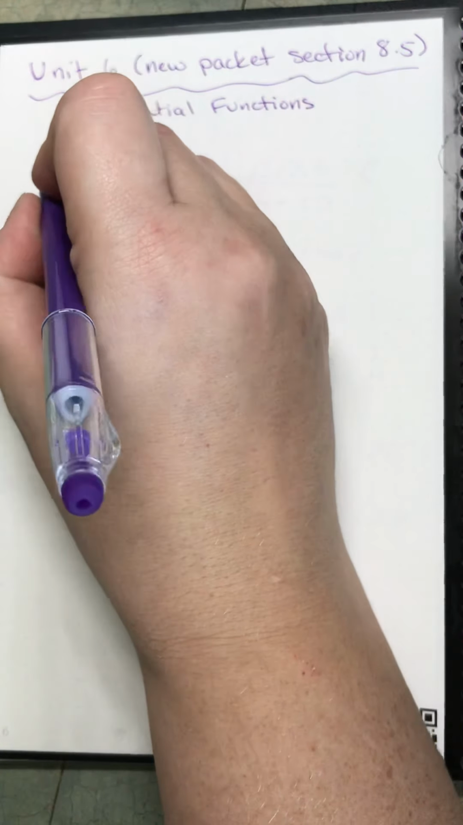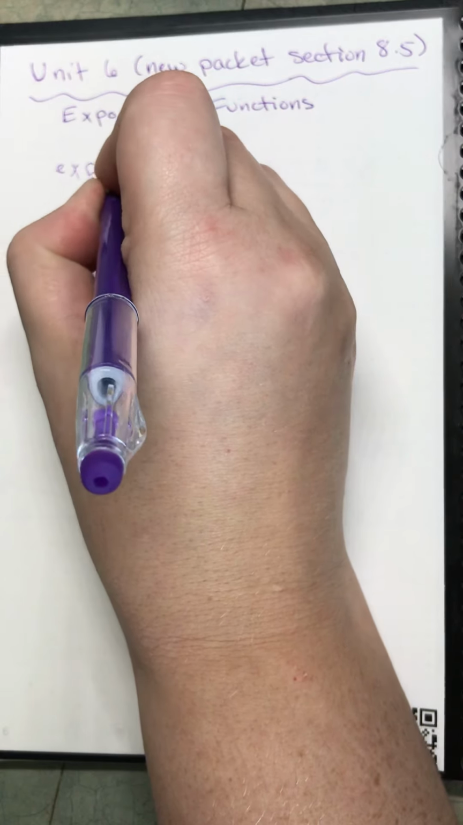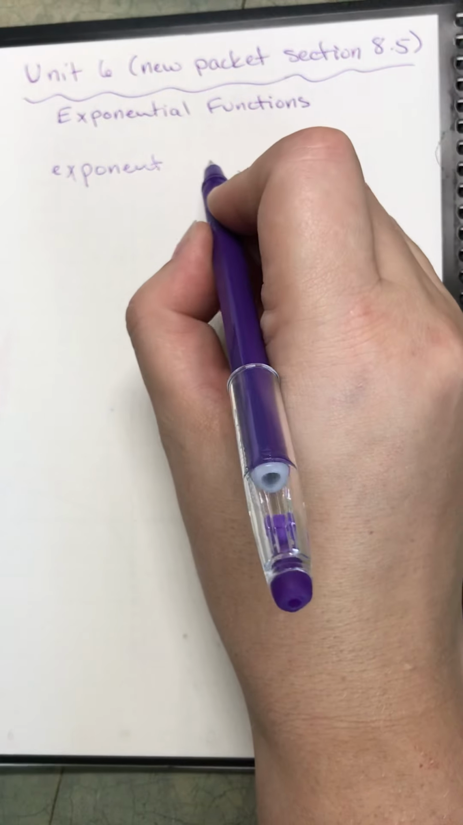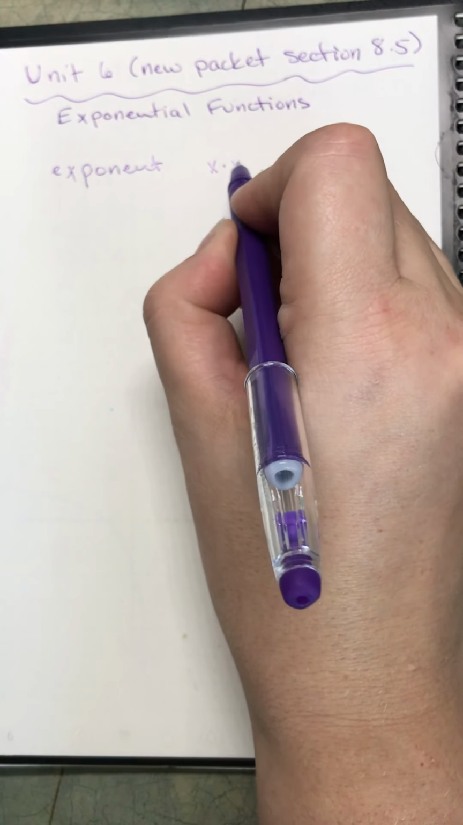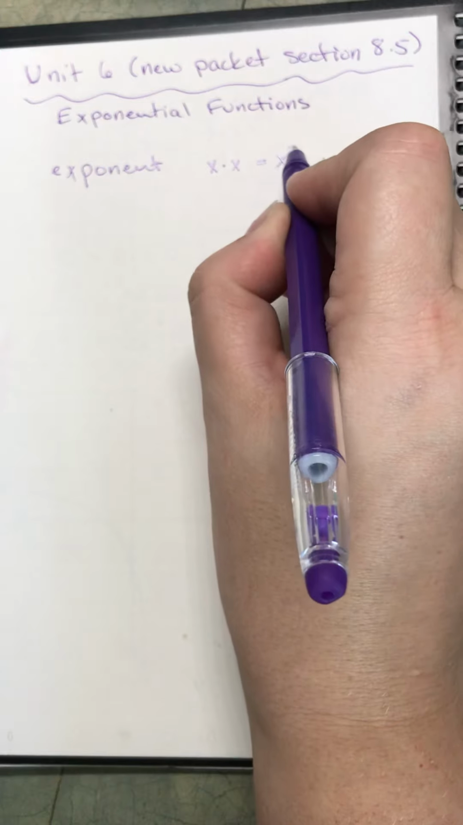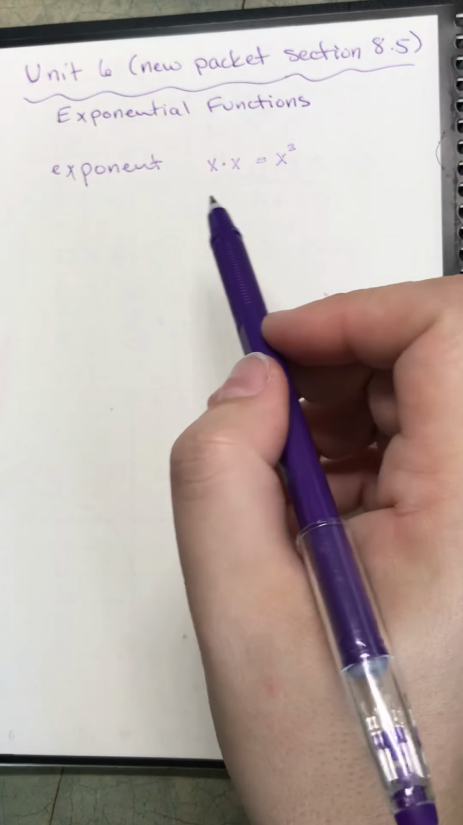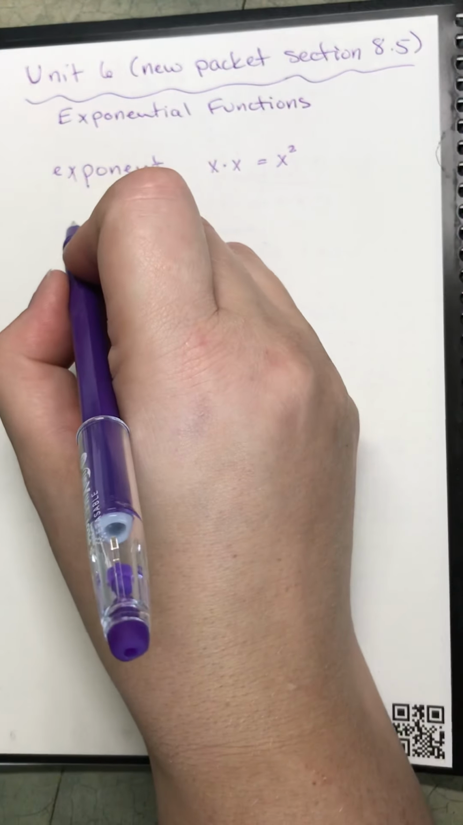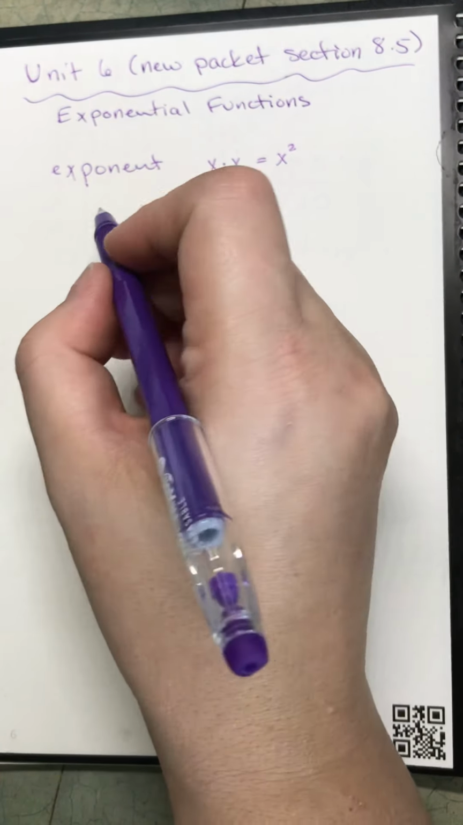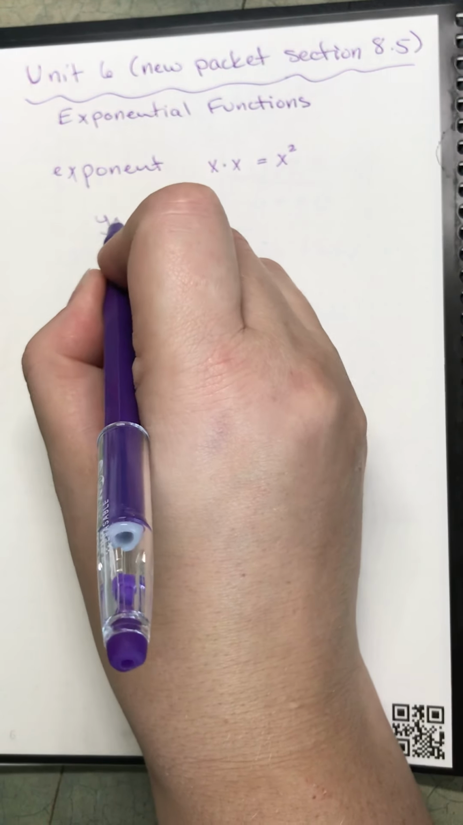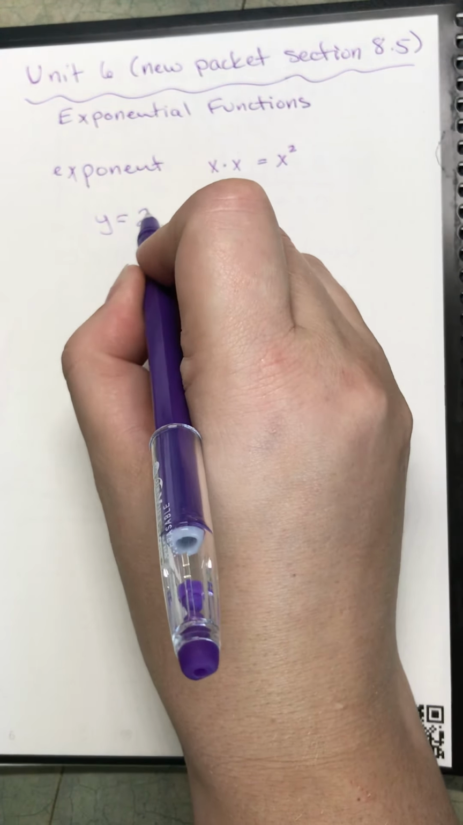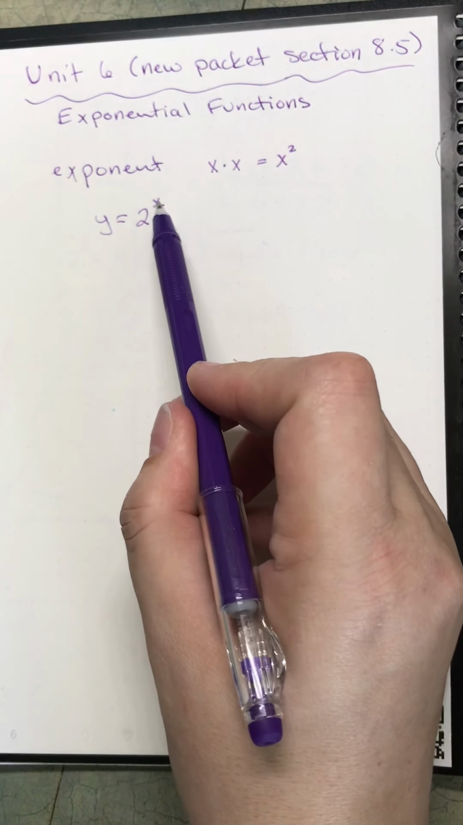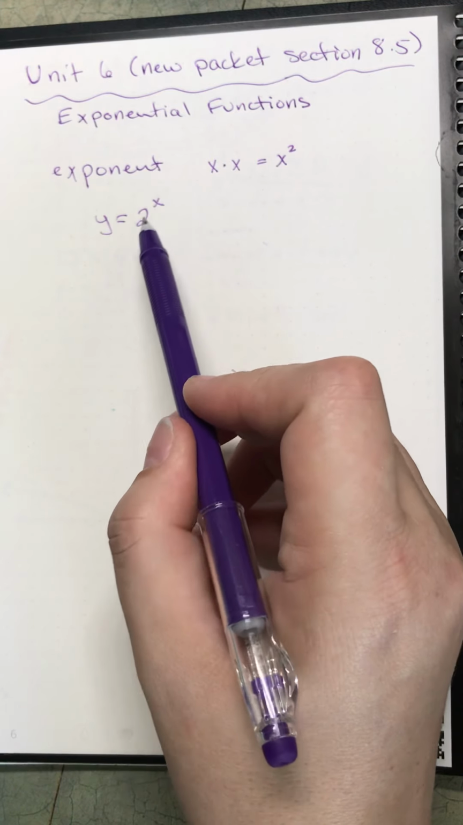We know that an exponent is just a shorthand way of writing repeated multiplication. So if we have x times x, that's x squared. That little 2 there is our exponent. An exponential function is a function where our input is the exponent. So the most basic version of this would be like y equals 2 to the x. So our input, our x variable, is the exponent.